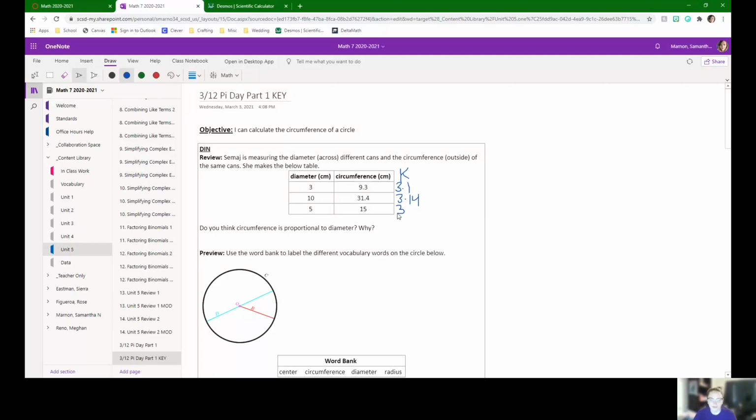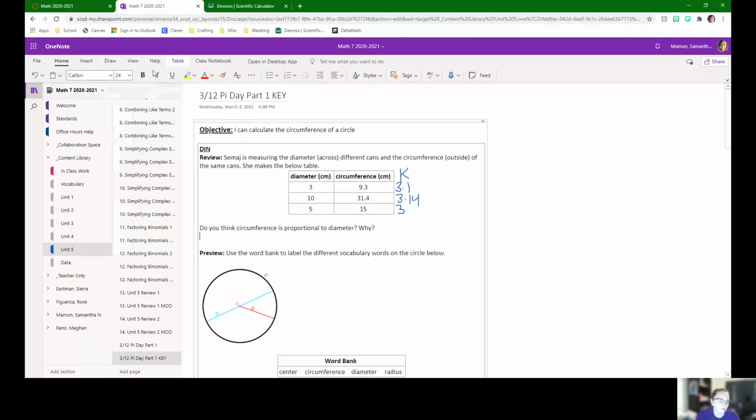Normally when we talk about proportionality, we have very good solid numbers, and we're looking for a constant unit rate. But here, this is Samaj measuring, and I don't know the last time you guys measured something with a ruler or tried to measure something round, but sometimes it's pretty hard to get accurate numbers. So we can say this is proportional, but maybe the numbers are off by human error. But I'm going to tell you right now, circumference is proportional to diameter.